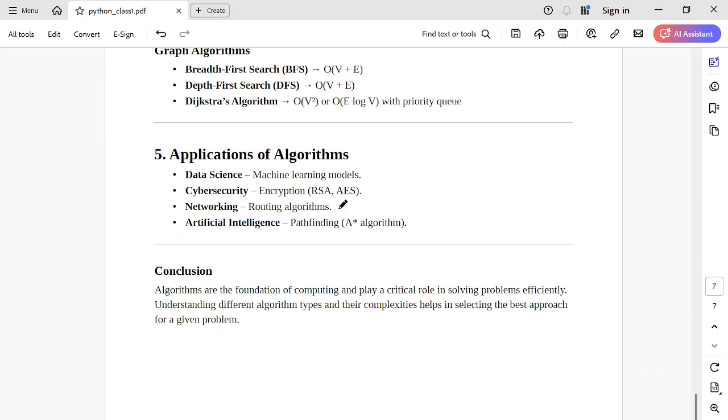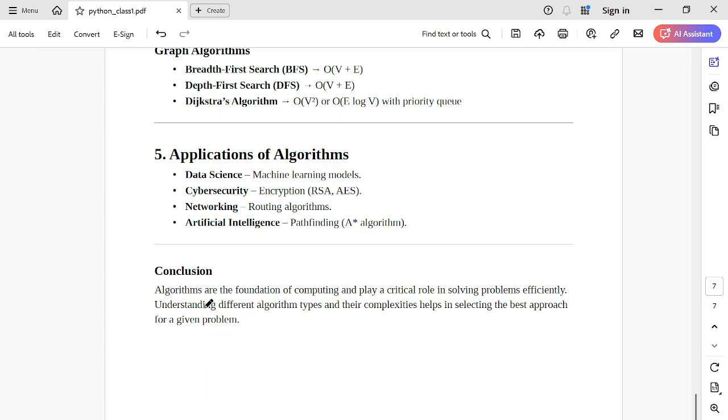So, the applications of algorithms. Algorithms are used in the field of data science for machine learning models, and in cyber security for encryption, where we have both public and private key algorithms as well as symmetric algorithms like the Advanced Encryption Standard. And then networking, for routing algorithms like Routing Information Protocol, OSPF, like that we are using. And artificial intelligence, pathfinding to find the path. An example is the traveling salesman problem.